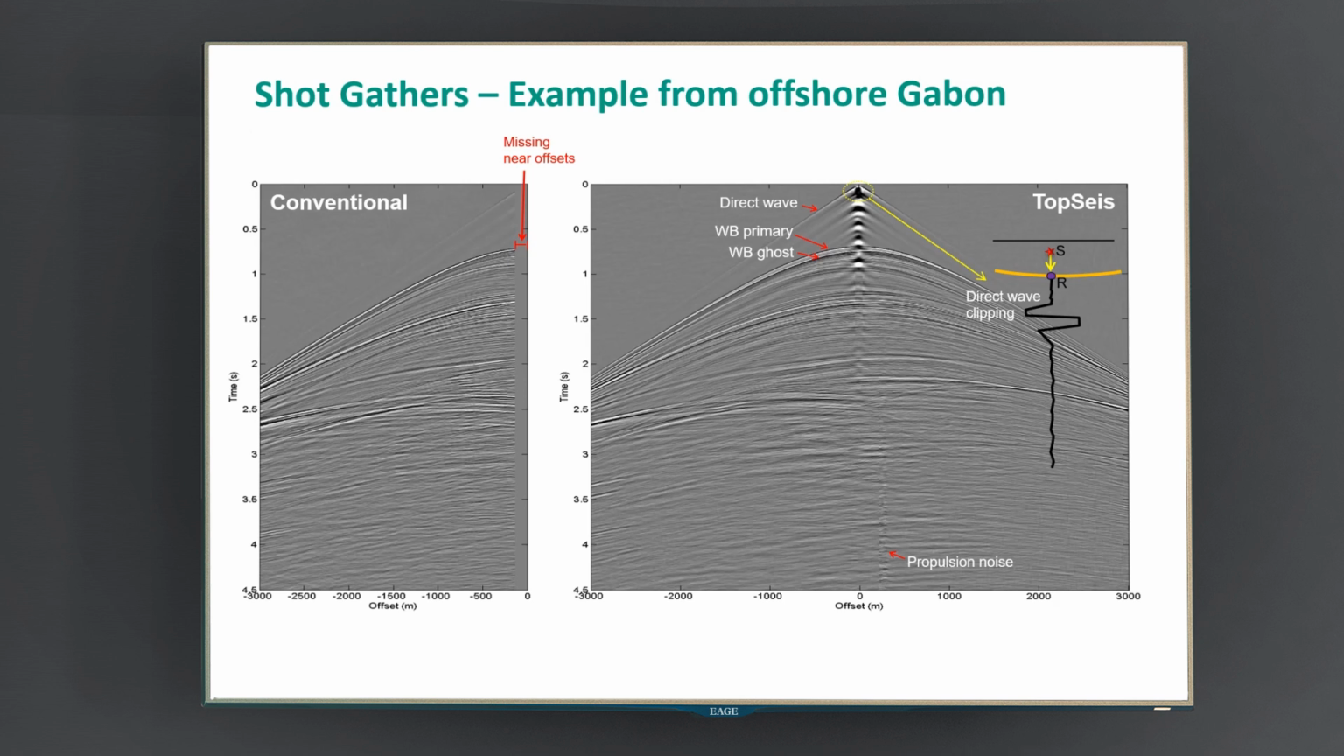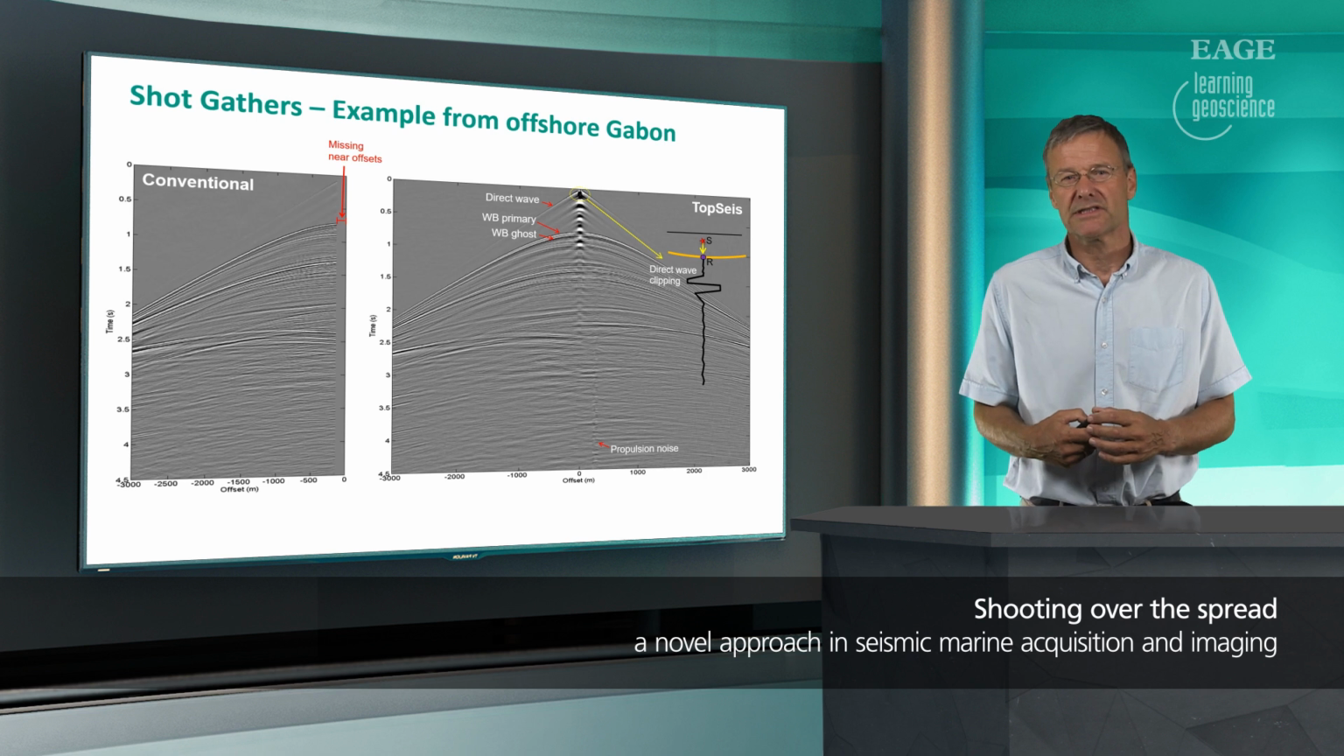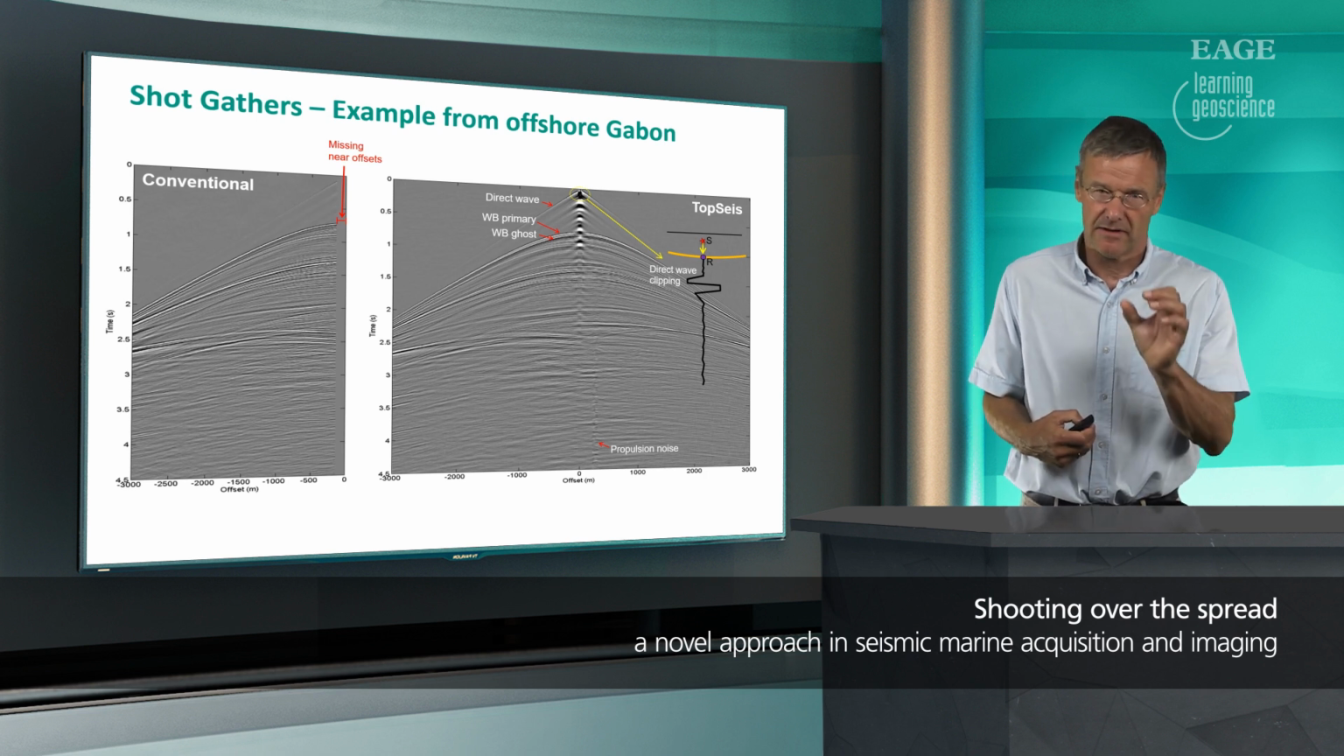Here's another shot gather from offshore Gabon, where you have a conventional on the left and TopSeis on the right. You see some of the characteristics of TopSeis. One of them is a direct wave, which is quite strong. It's so strong that you even get clipping on the very nearest hydrophones. You can see the propulsion noise from the source vessel, and you can see the separation of the source ghost, the upgoing energy and the downgoing energy, and that's ghost. On the conventional, you don't have a lot of this, but you have a lack of near offsets.